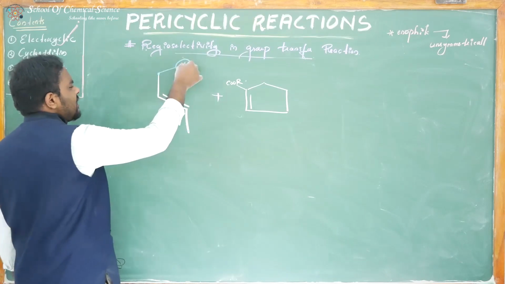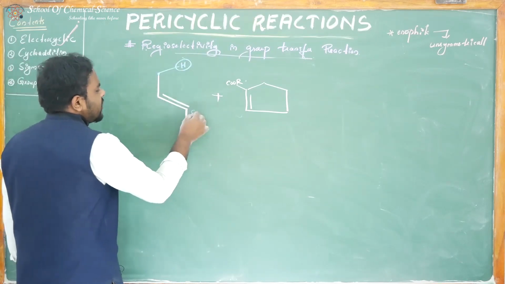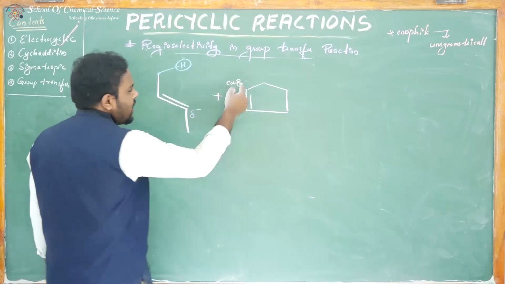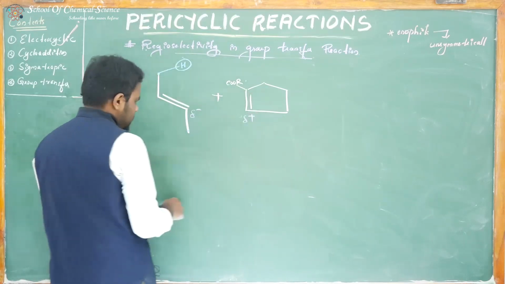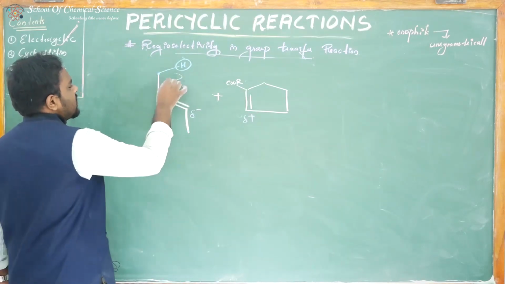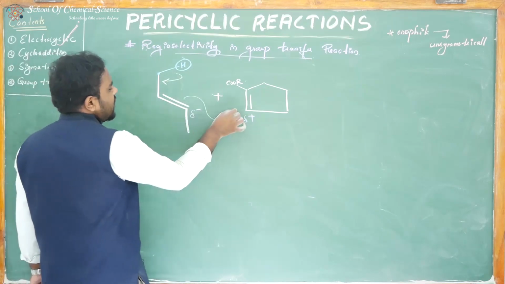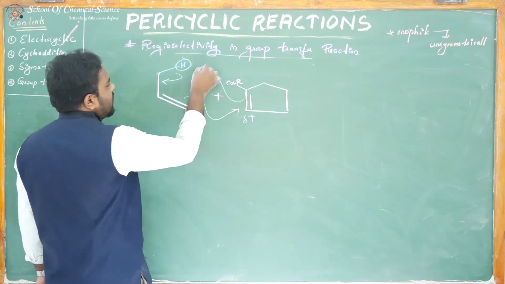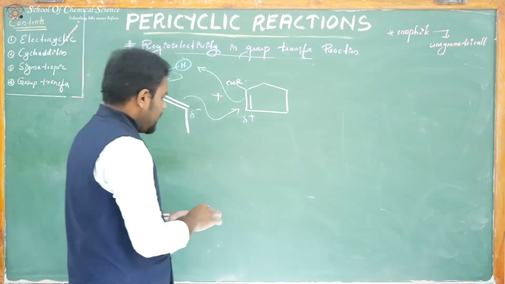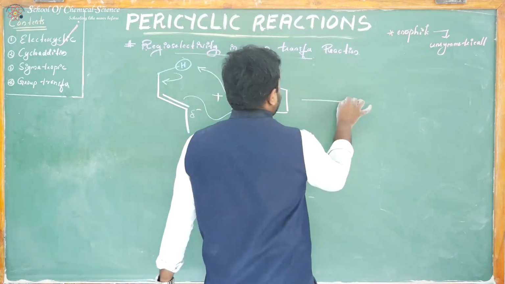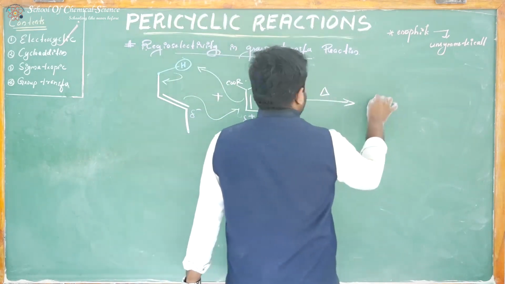Due to this hydrogen, hyperconjugation will create an electron density at the third carbon, and due to the COR, this is positive. Then what will be the reaction? This carbon hydrogen sigma bond shifts towards here. This will interact with this carbon. Here that pi bond will catch up the hydrogen. Reaction taking place under thermal condition.